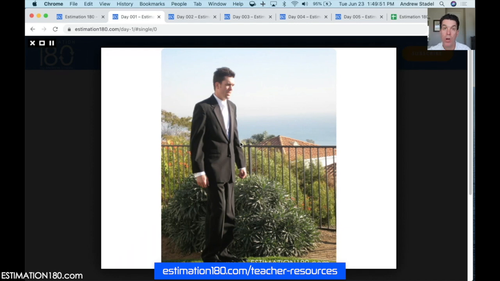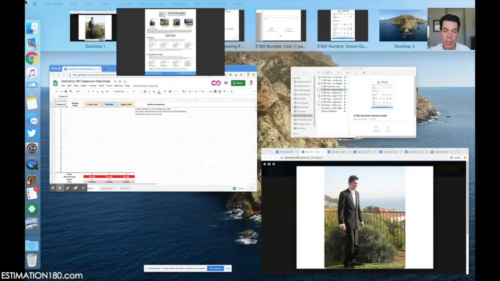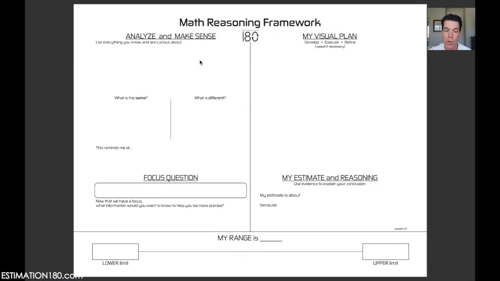So when we start talking about our next handout, that's for students, it's going to be the Mathematical Reasoning Framework. So this left side is for students to make sense of the problem. They list everything they know and are curious about that image. If there is something that you've talked about before, they could compare that image to some other image and say, what's the same, what's different? And then maybe there's something that this image reminds them of. So this is a chance for them all to jot down, kind of like a brain dump of sorts.